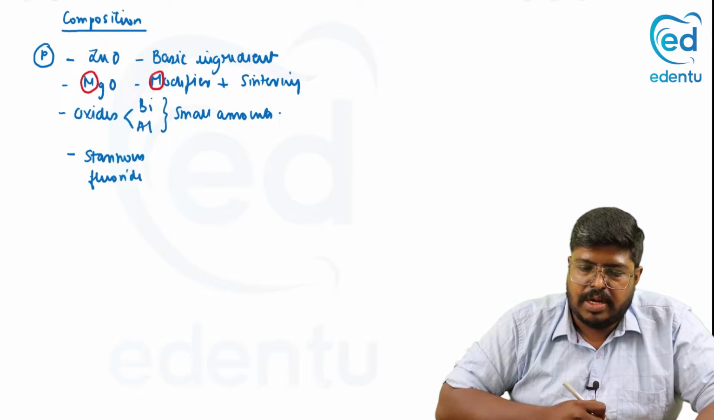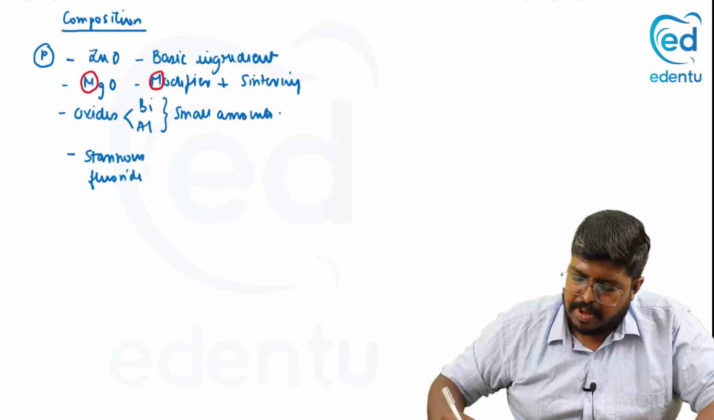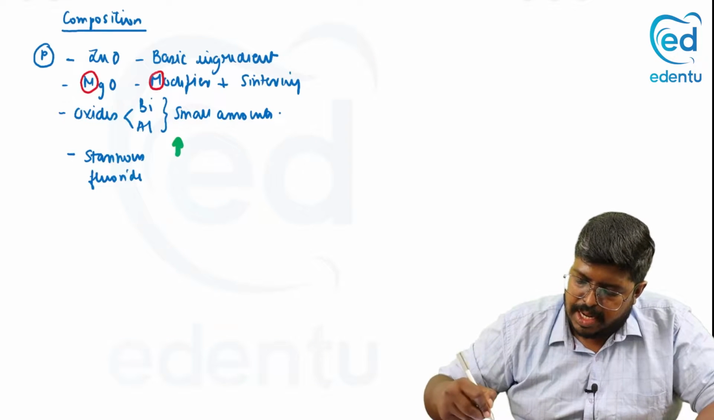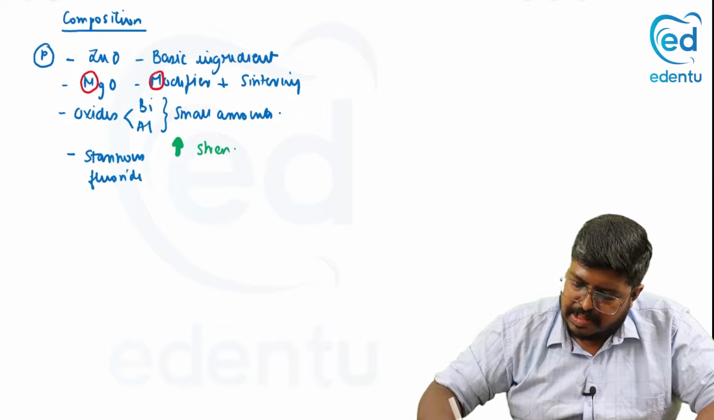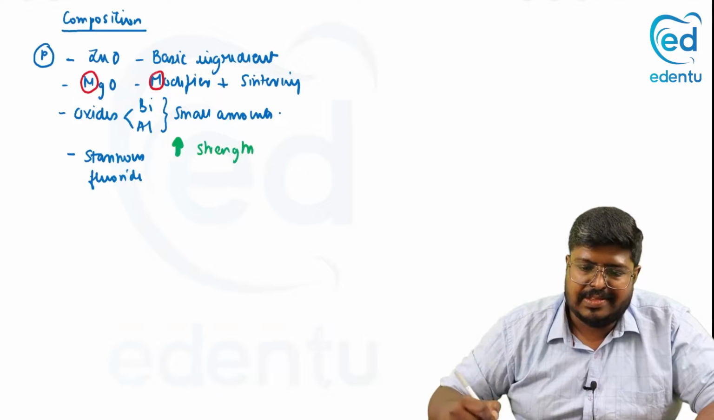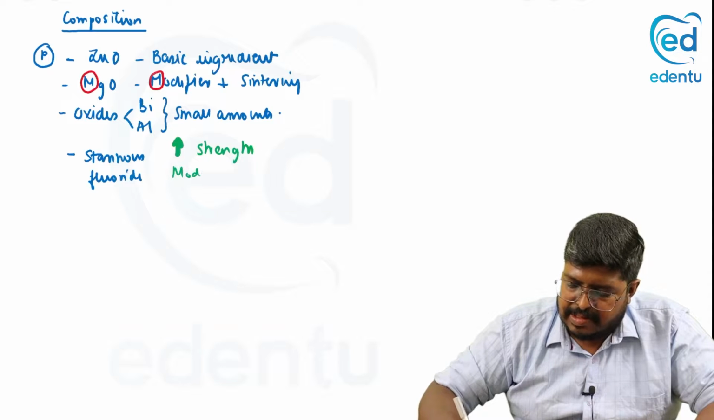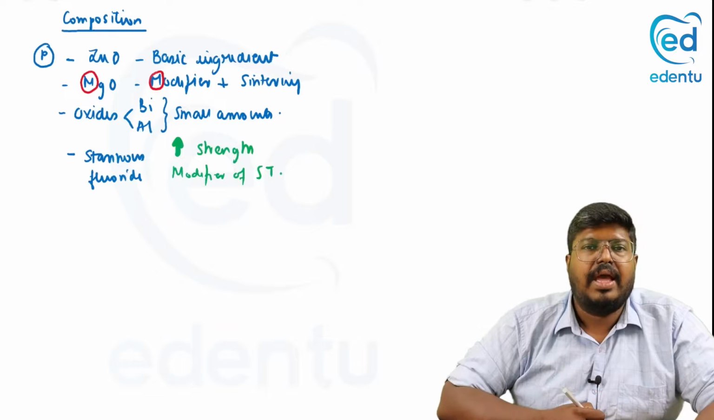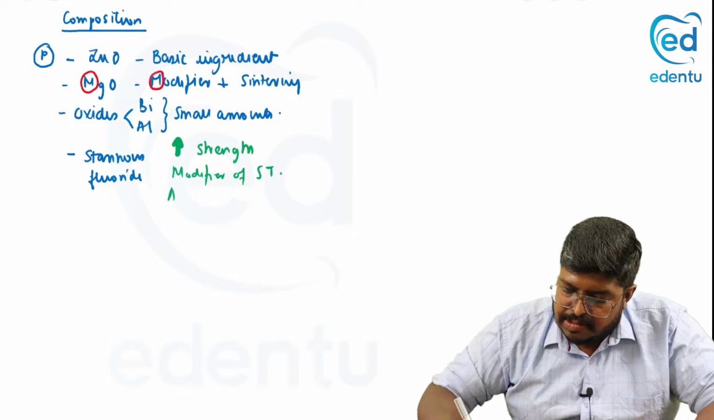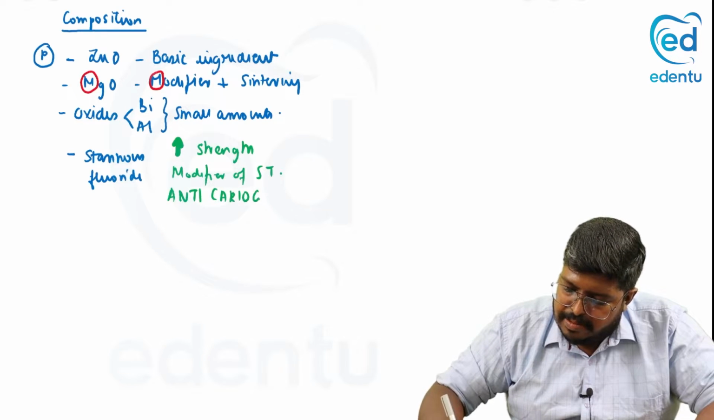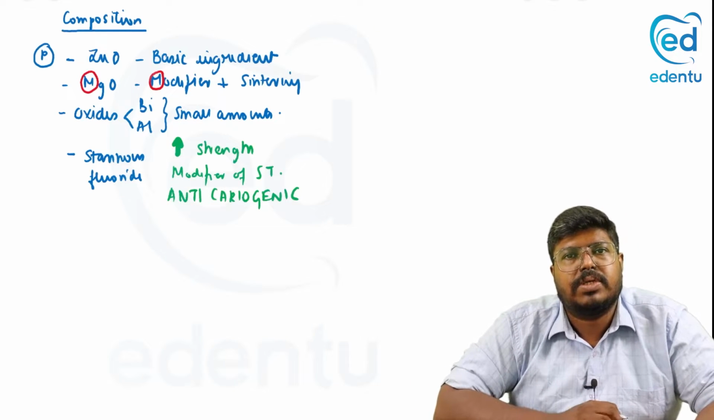What does stannous fluoride do? It is very important. Why? Because stannous fluoride helps in increasing the strength of the set cement. It acts as a modifier of the setting time, and phosphate did not have anti-cariogenic properties, and this was created by stannous fluoride because stannous fluoride gave this cement its traditional anti-cariogenic property.